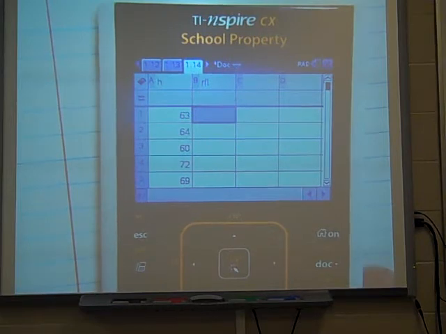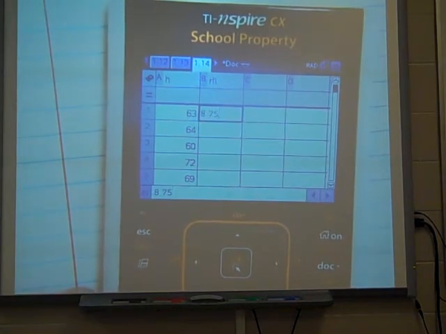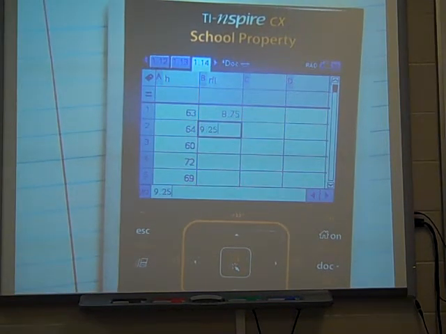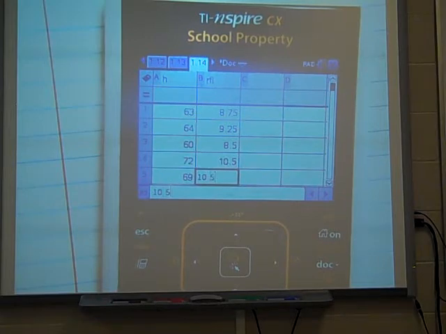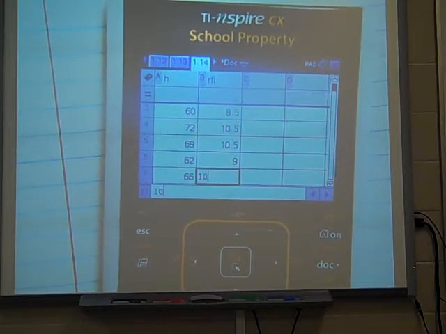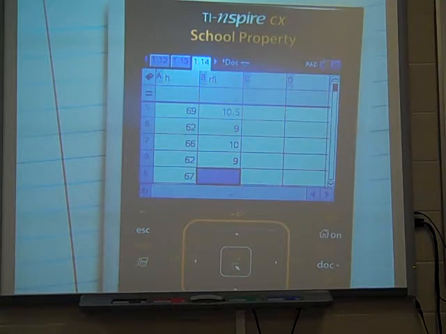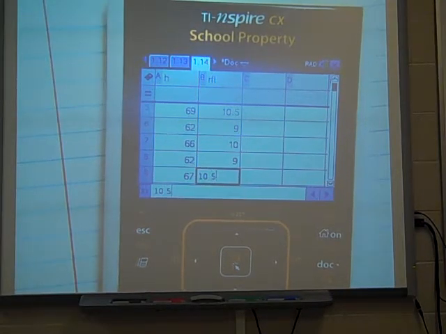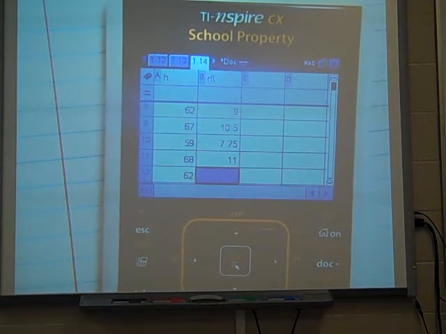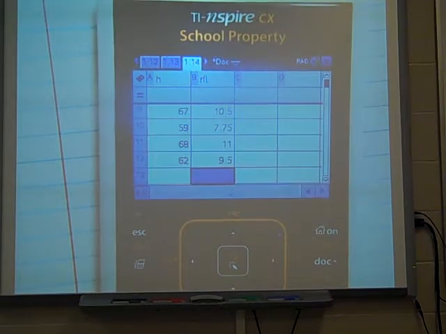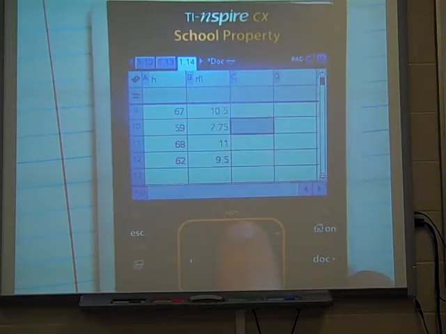And then the right foot lengths, 8.75, 9.25, 8.5, 10.5, again, 9, 10, and 9. And then we've got a 10.5, 7.75, 11, and 9.5. So if I want to go through one time, just make sure your numbers are right. Again, if that was too fast, you can always pause the video.